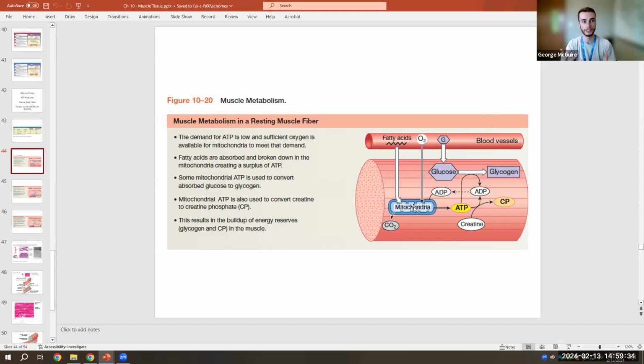We have myoglobin in our muscles, which is holding oxygen to help power the processes that occur in the mitochondria. So we should have plenty of energy sources when we are at rest for our muscles to generate the ATP they need without any other noticeable side effects or issues.